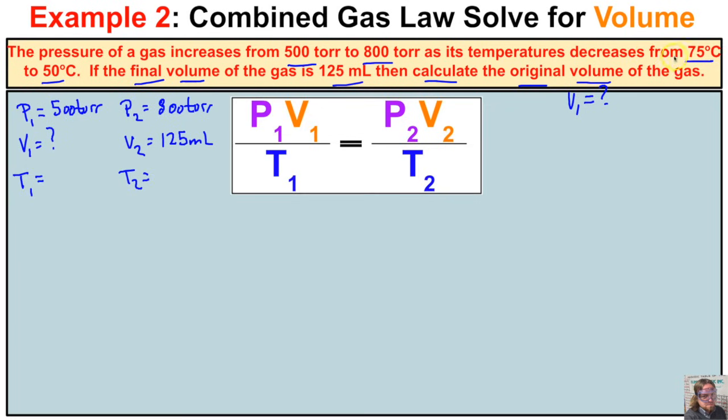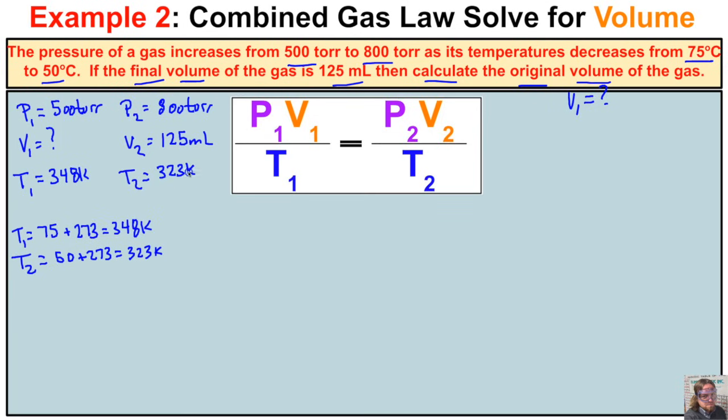T1 is going to be 75 degrees Celsius. However, we have to convert this to Kelvin. So to get our T1 here, we take 75 plus 273, and we end up with 348 K. We have to convert it to Kelvin before we can plug it into our formula. To get T2, we take 50 degrees Celsius plus 273, and we end up with 323 K.